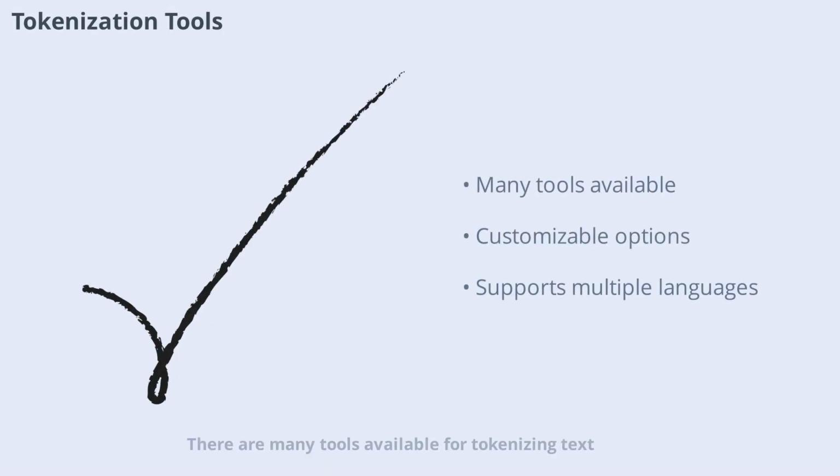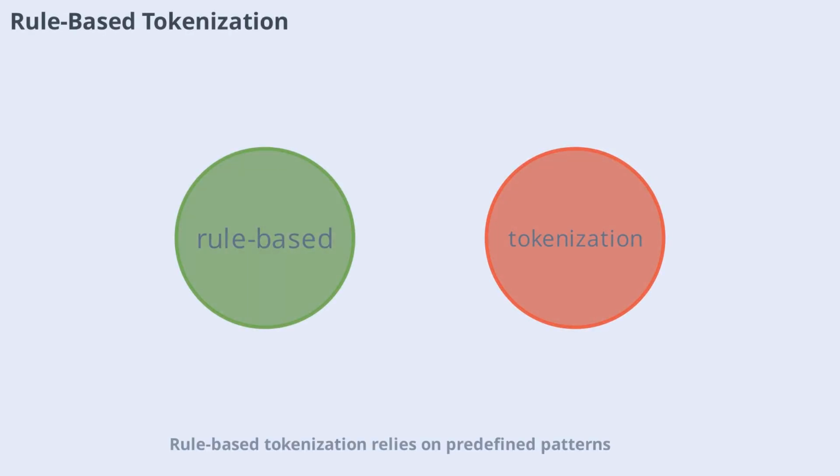There are many tools available for tokenizing text, ranging from simple scripts to advanced libraries. Popular options include NLTK, spaCy, and the tokenizers used in transformer models. These tools offer different features, such as customizable rules, support for multiple languages, and integration with other text processing tasks. Choosing the right tool depends on your project's requirements and the complexity of the text you're working with. Rule-based tokenization relies on predefined patterns and rules to split text into tokens.